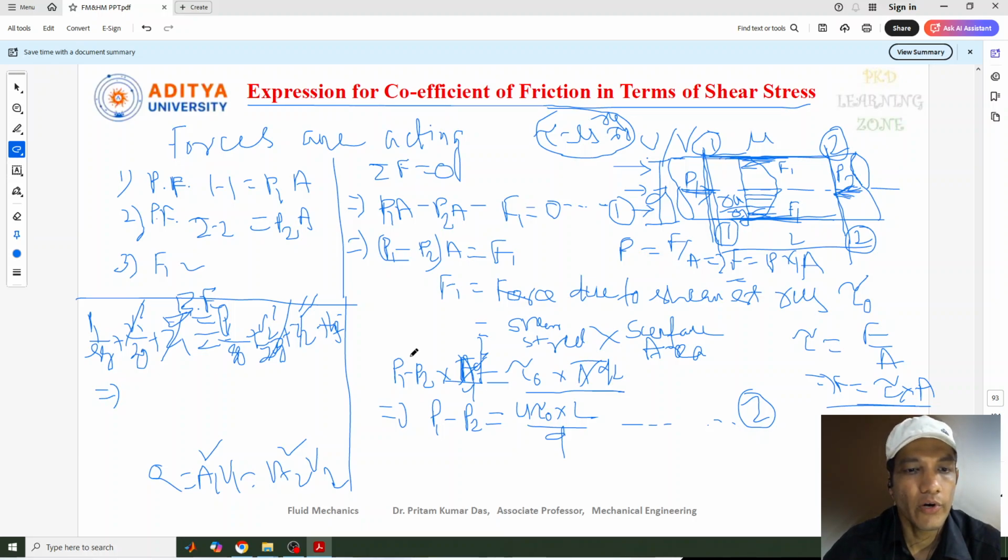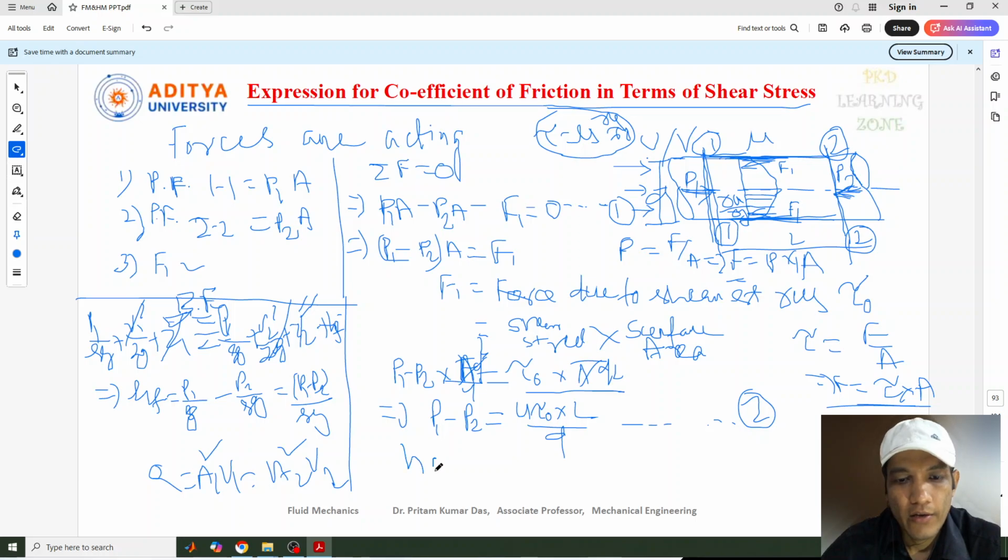Now from what we got here, keep hf on one side. hf equal to P1 by rho g minus P2 by rho g, and this we can write as (P1 minus P2) by rho g. This is the value of hf. Now I'll take this same value and put it in this equation. Now I can write hf equal to P1 minus P2 by rho g.